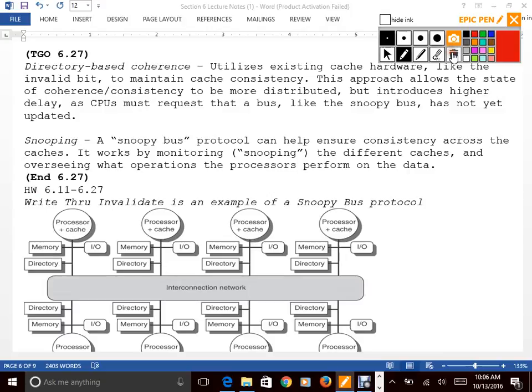So this approach allows the state of cache coherence to be more distributed, as shown in the diagram below, but it introduces higher delay as CPUs must request that a bus, like the snoopy bus, has not yet updated. So the snoopy bus protocol can ensure consistency across the caches. That's what's actually snooping on each one. It's kind of like you have a weird, creepy neighbor making sure everybody does whatever. It works by monitoring, or snooping, the different caches and overseeing what operations the processors perform on the data.